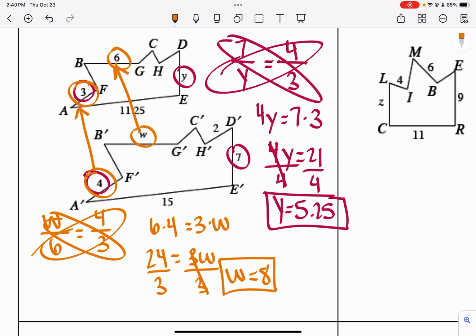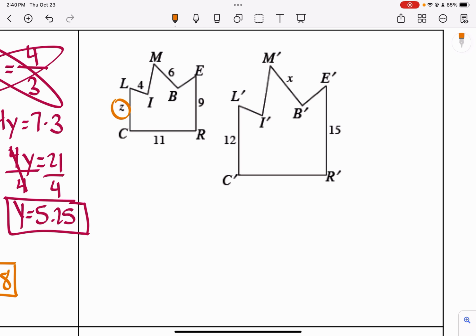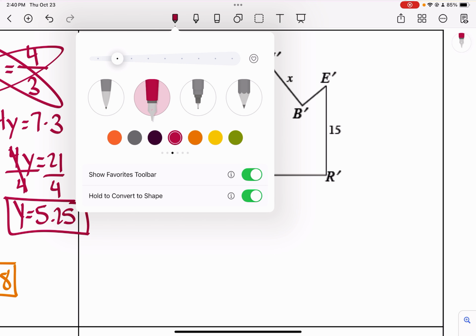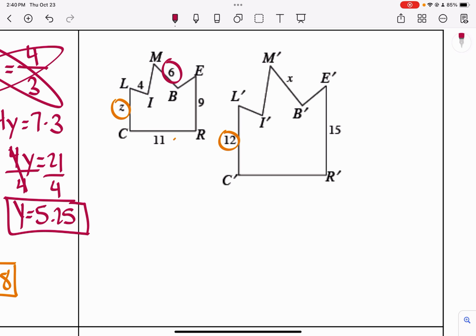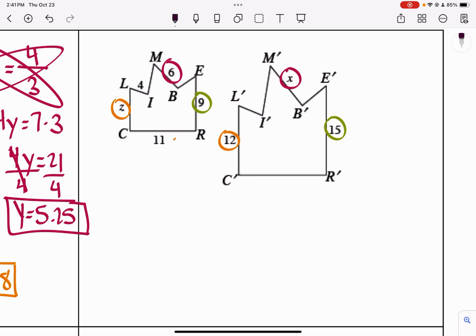And then we're going to basically do this for the rest of them. So let's go to the next one. I need to find z, which corresponds with 12. And then I need to find x, which corresponds to 6. So I'm going to have to use 9 and 15 because 11 doesn't have anything it corresponds to and 4 doesn't have anything it corresponds to. So let's just do z first. So I'm going to do z over 12.